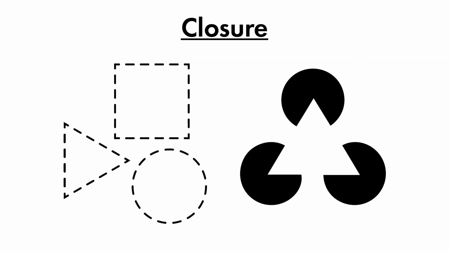Some more examples. On the left-hand side, we have a series of dashed lines. These dashed lines appear to make shapes. On the right-hand side, we have 3 circles with a triangle in the middle, or at least an empty space in which we as viewers go ahead and fill in that triangle, even though it might not really exist in the composition.